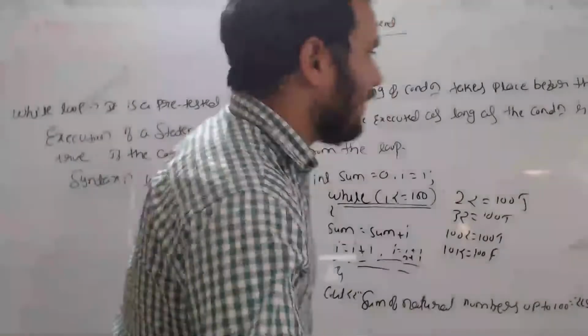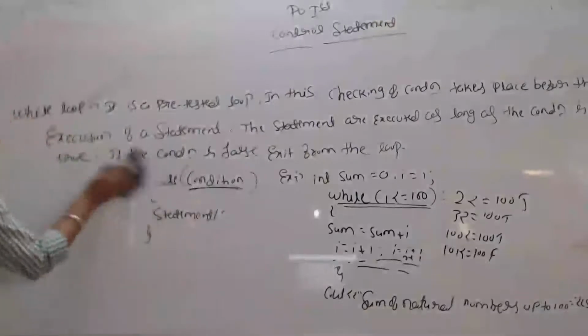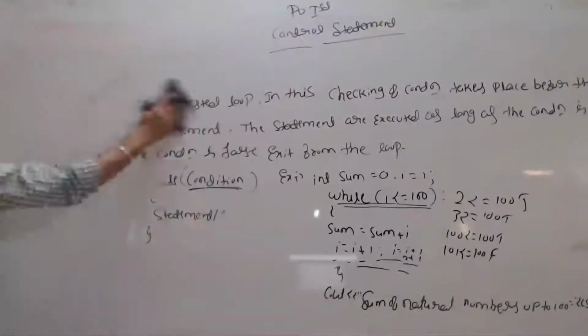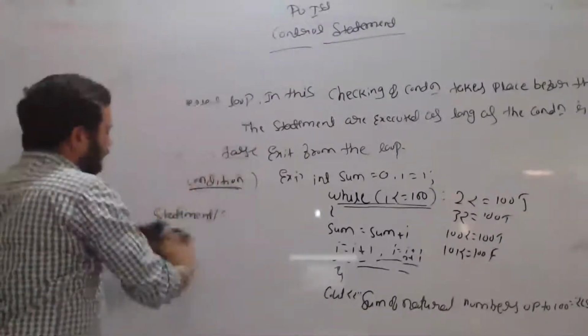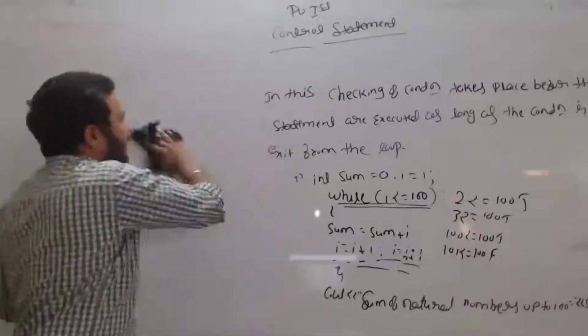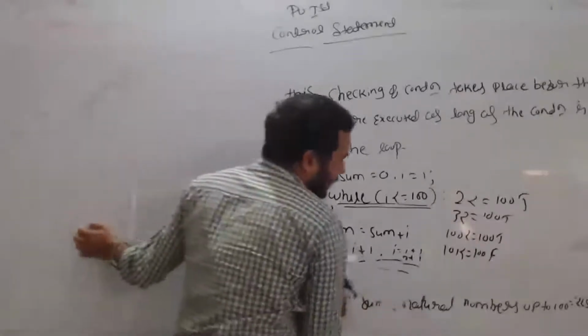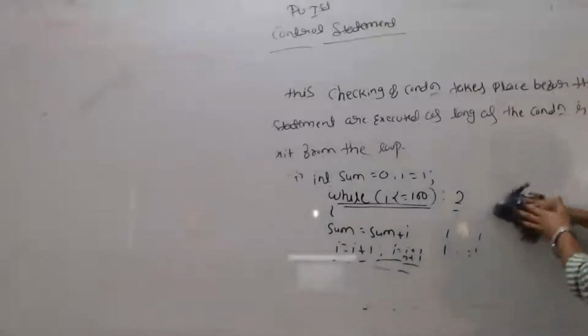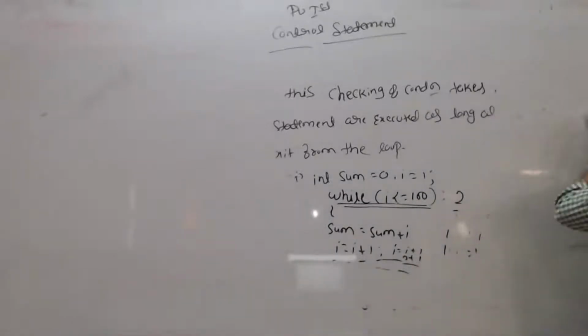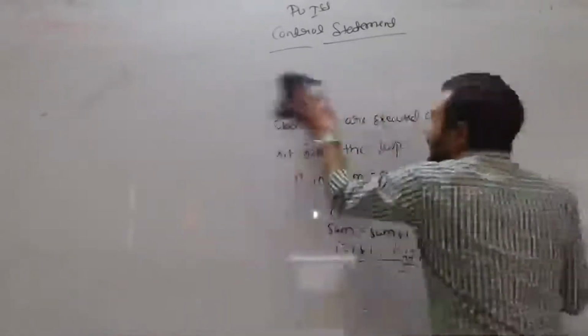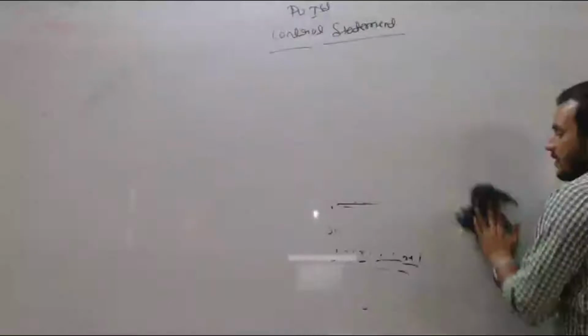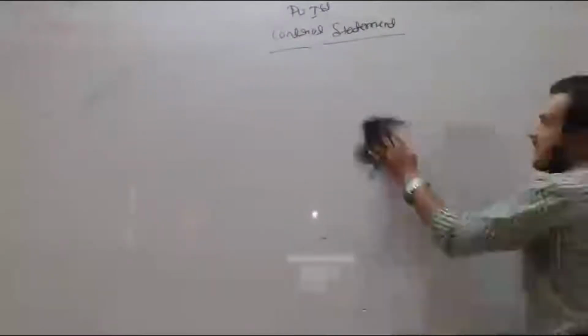So one program will be explained here. While loop and for loop, all these are executable statements, right? It repeats the condition until the statement becomes false. When the statement is false, it comes out from the loop.